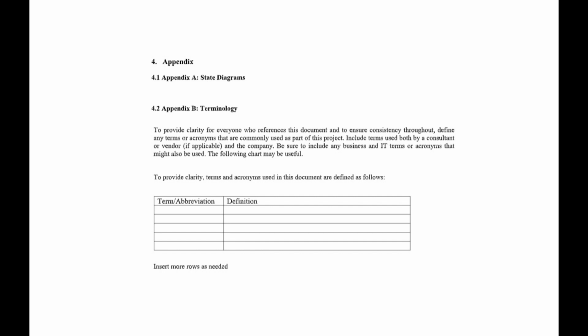Remember that the components may vary depending on the specific needs of your organization or the project. Each project is different. It's essential to tailor the BRD template to match the unique requirements and characteristics of the project you're working on. Regularly updating the document and obtaining stakeholder feedback is crucial to ensure its accuracy and relevance throughout the project lifecycle.